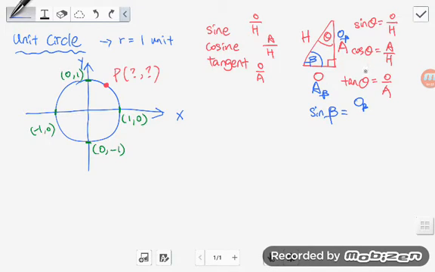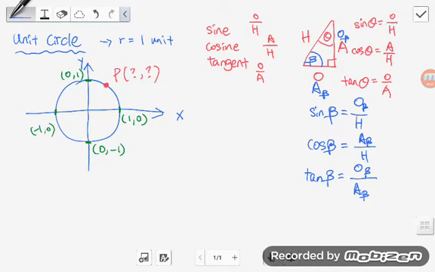So for my sine beta, it will be just my O beta, right, this length here, over hypotenuse, my cosine beta would be my A beta, which is my adjacent side for my angle beta over hypotenuse, and tangent of angle beta would be my opposite side of beta over the adjacent of beta.